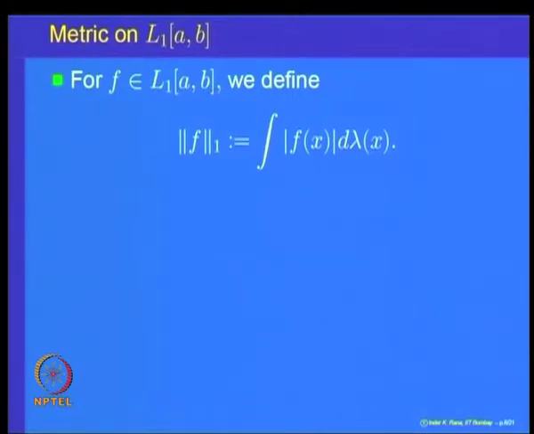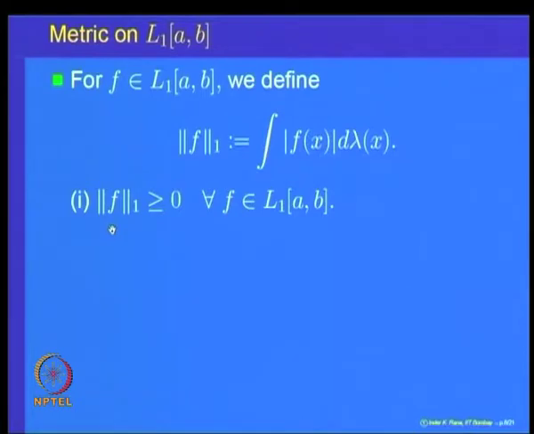On this we are going to define a notion of a magnitude. For a function f in L 1, we define what is called the L 1 norm of f to be the integral of the absolute value of f of x d lambda x. This is called the L 1 norm of the function f. Clearly, it is a finite number, because f is integrable, so this right hand side exists and is finite, and you are integrating a non-negative function.